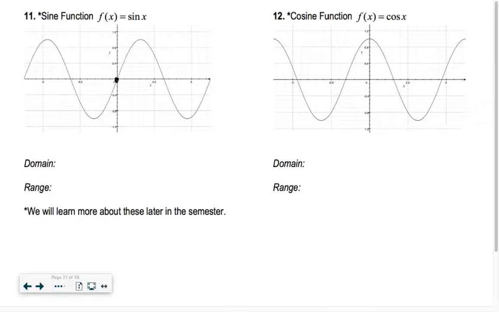So sine of x starts at (0, 0), and then it goes up, down, and back up, and it does one full rotation. And then it's called periodic. So periodic means that it repeats. So this is repeating the same up, down, up. It repeats that throughout the graph. So it keeps going and going and going.